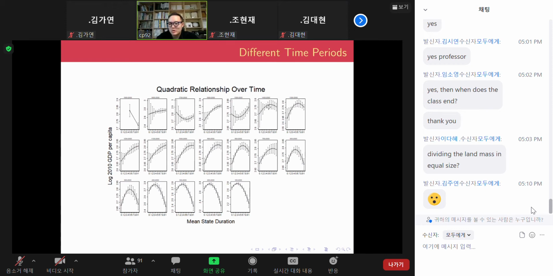Does anyone have a question about what this set of graphs is telling us? Anyone? No? Okay.